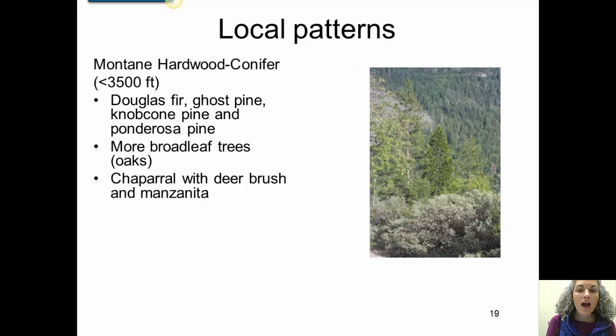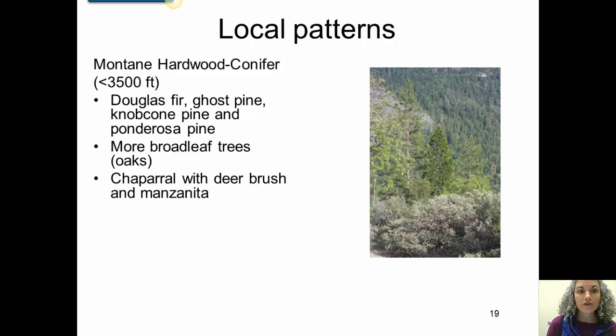Last, I wanted to highlight some of our local plant communities, some of which we'll be able to see and study on our ecosystems field trip this weekend. So the montane hardwood conifer forest is one that we find approximately at elevations lower than 3,500 feet locally. This community includes conifers such as Douglas fir, the ghost pine, knobcone pine, and ponderosa pine.